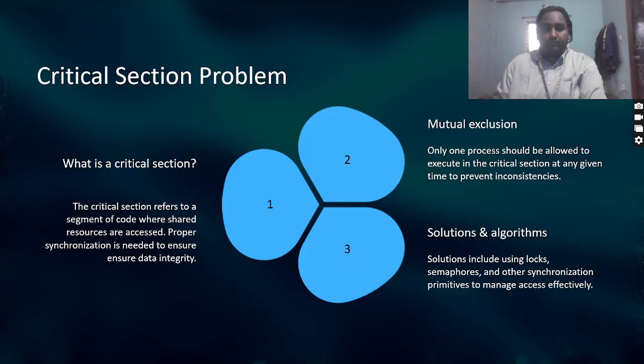Critical section problem. What is a critical section? A critical section refers to a segment of code where shared resources are accessed. Proper synchronization is needed to ensure data integrity. Mutual exclusion. Only one process should be allowed to execute in the critical section at any given time to prevent inconsistencies. Solutions. Solutions include using locks, semaphores, and other synchronization primitives to manage access effectively.